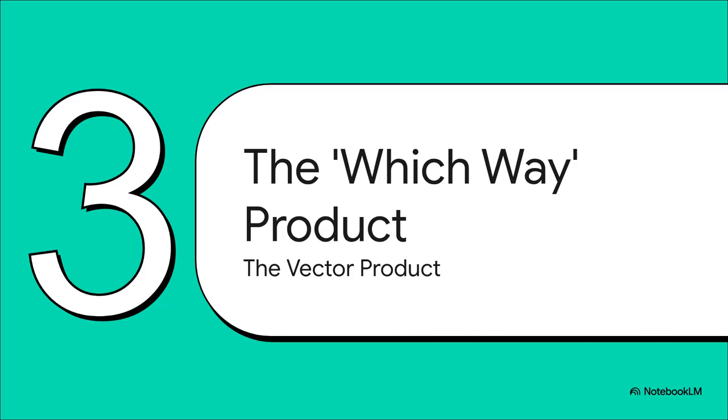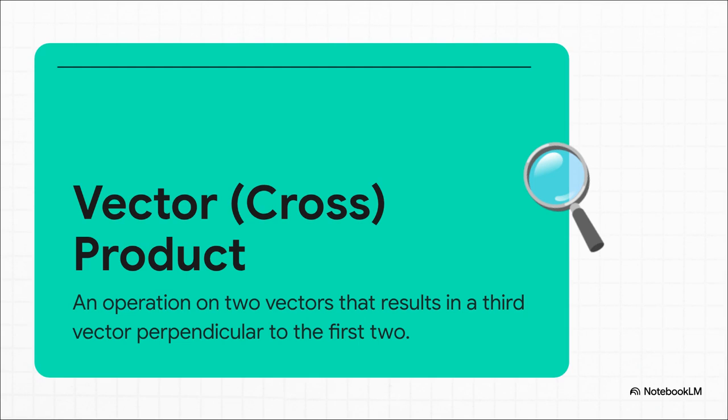Okay, so let's grab our second tool. If the scalar product was all about how much, well, the vector product is all about which way. And here is the absolute key difference. The vector, or cross product, takes 2 vectors, and it gives you back a brand new third vector. The direction of this new vector is very specific. It's perfectly perpendicular, at a 90-degree angle, to both of the vectors you started with. It gives you a whole new direction to think about.